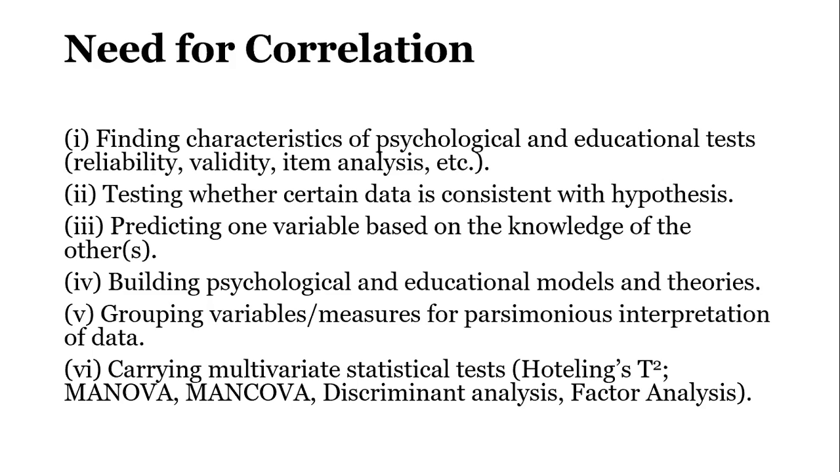The third one is predicting one variable based on the knowledge of others. Predicting, as I said, is regression. As per the syllabus, the first concept is regression and the second concept is correlation. But while studying, before estimating or predicting the value, first we have to know whether there is a relationship between those variables.